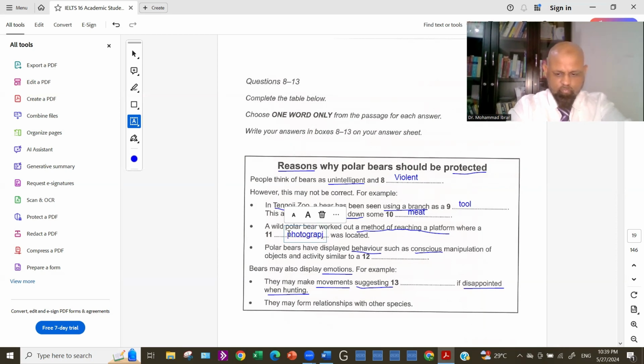Geographer, game, and then frustration. Now, there's another way to double check whether answers are correct or not. You have to make sure that sentences fit in here grammatically.